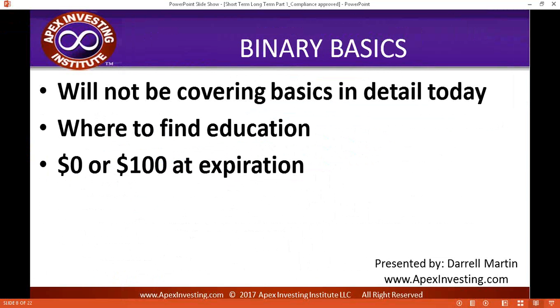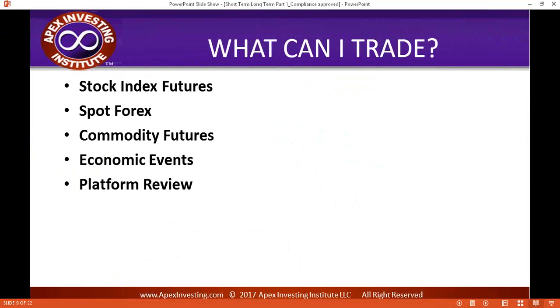We've already gone over where to find the basics. We're not going to cover the basics of binaries today. I showed you where you can go back and get all of that information. So what can you trade with Nadex binary options, whether short-term or long-term? Well, you can trade stock index futures, spot forex, commodity futures, and economic events.